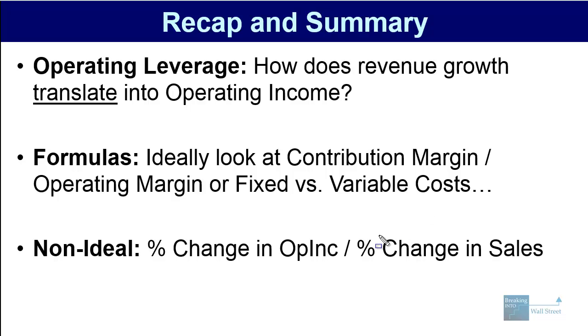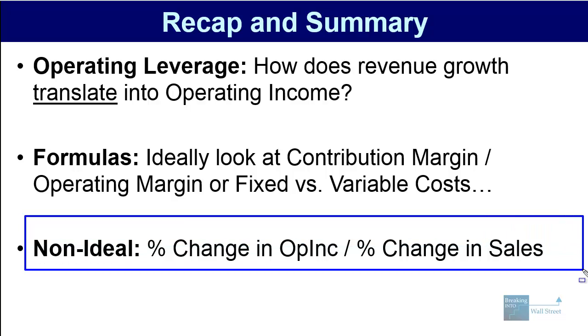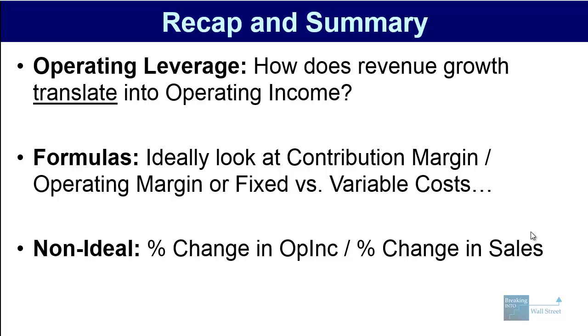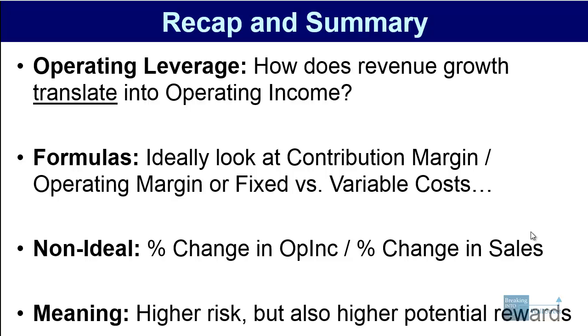We would say this is slightly less ideal than the others because it's indirect and it doesn't relate really directly to fixed versus variable costs, but it is a way to do it if you're in a pinch and you don't have the numbers, or you're dealing with a public company where it's hard to figure out. The ultimate meaning of operating leverage is that it introduces higher risk in a lot of cases, but also the potential for higher rewards. So that's it for this lesson on operating leverage.